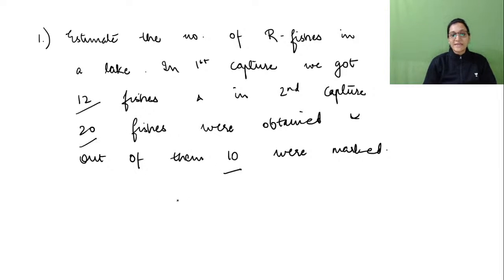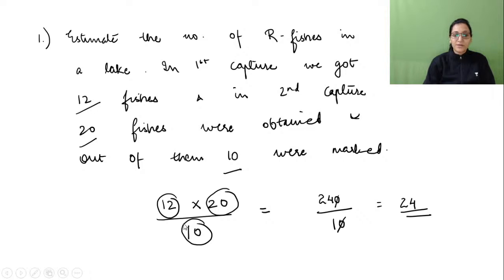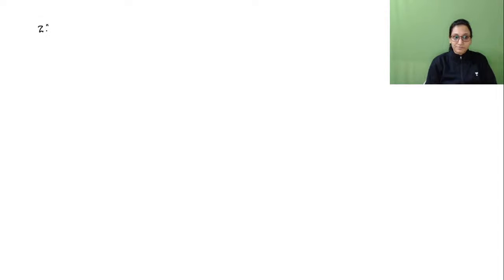See, we are going to solve this: in the first capture we got 12 fishes. So we are going to mark 12 fishes. And what is the size of second sample? That is 20, divided by 10. So what is the answer? 240 divided by 10, that is 24. Vishal, how did you get 3.2? It is 24. See, the total number of individuals marked in the first sample, then the total number of individuals obtained in the second sample, divided by the number of individuals which we got in the second sampling that were marked. So 12 into 20, that is 240, divided by 10, that is 24. So as easy as this. You don't have to do anything in this. Okay, we are going to do one more question.